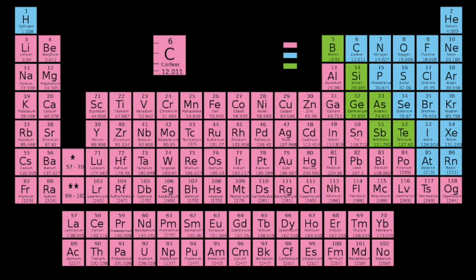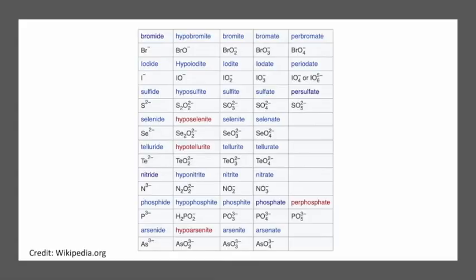Ions can have one atom, or they can be polyatomic with several atoms. Most polyatomic ions are anions. Hydronium and ammonium are the exceptions. They are common cations.